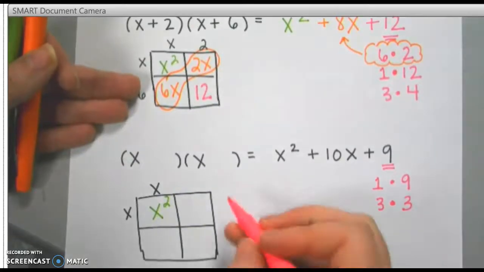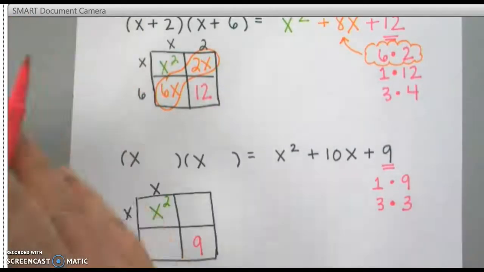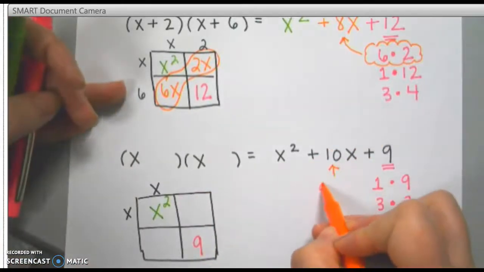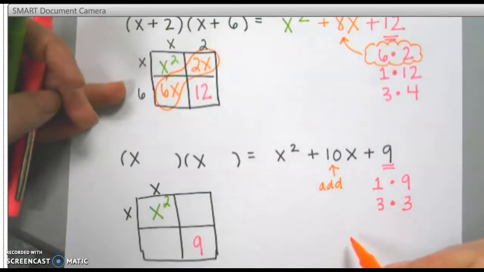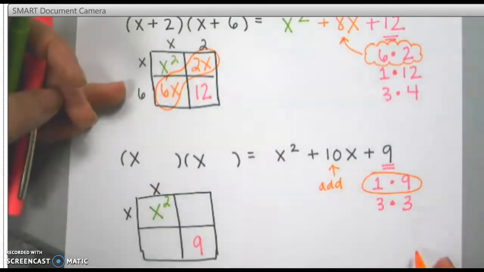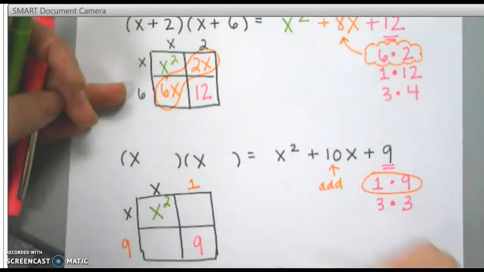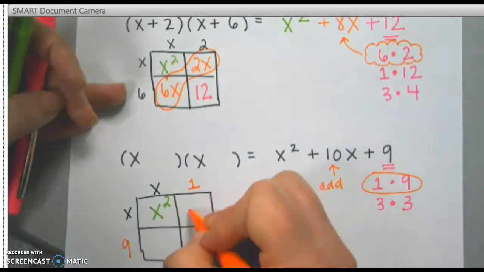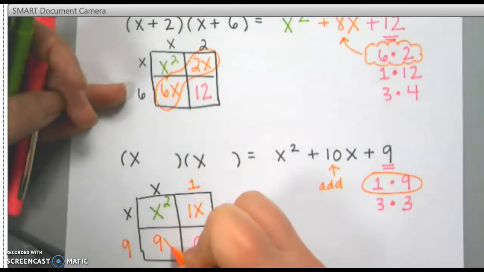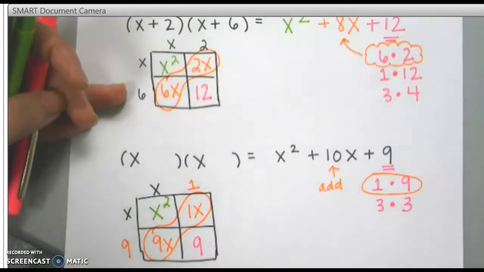All right, so I know this last box came from multiplying one of these together to get 9. And the pair that I want has to add up to 10, because that's the term in the middle. So which pair do I want? I want 1 and 9. So here's how I'm going to check. x plus 1, x plus 9. This would give me 1x. This would give me 9x. And that looks good. Those definitely add up to 10.